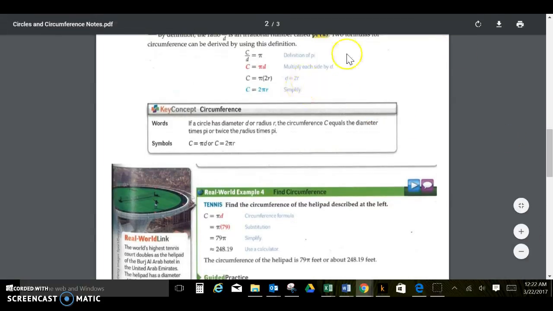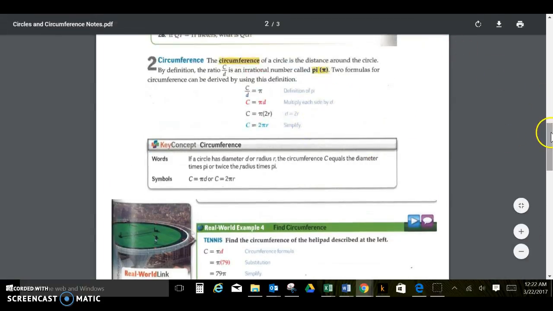All right, now let's look at circumference, okay? The circumference of a circle is the distance around the circle. By definition, the ratio circumference over diameter is a rational number called pi, okay? Two formulas for circumference can be derived by using the definition, okay? So you got circumference over diameter equals pi.